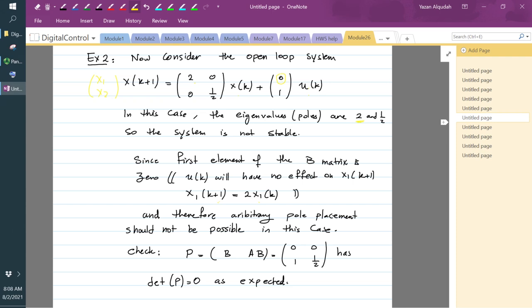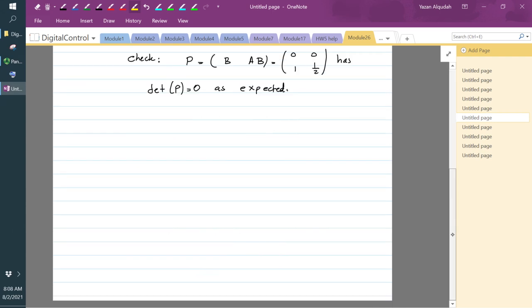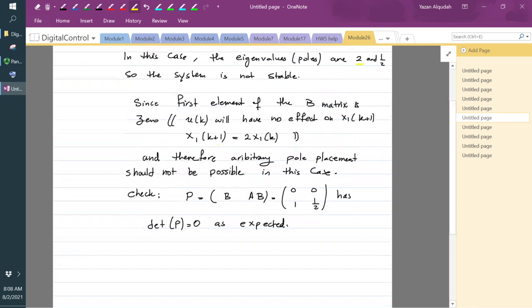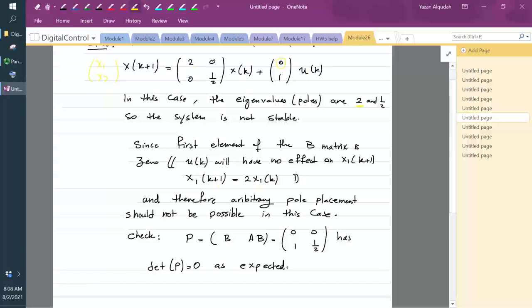Now let's see if the calculation verifies our intuition. Let's check. We're going to establish the matrix P equal to B and A multiplied by B, and this matrix is going to equal [0, 0; 1, 1/2]. Now if we calculate the determinant, it is equal to 0, which is what we expected. This means the system is not controllable, or we cannot use the pole placement method in order to control it.